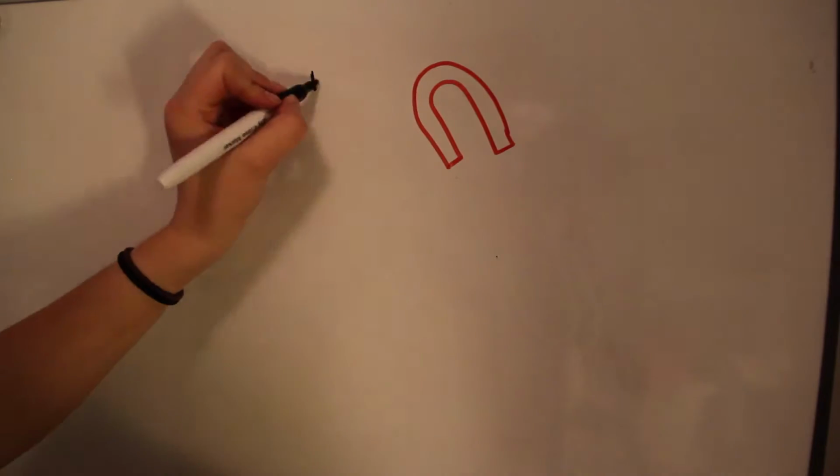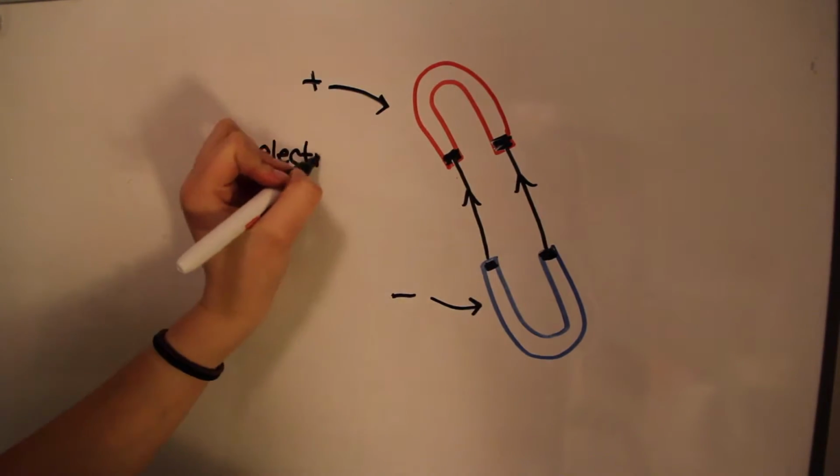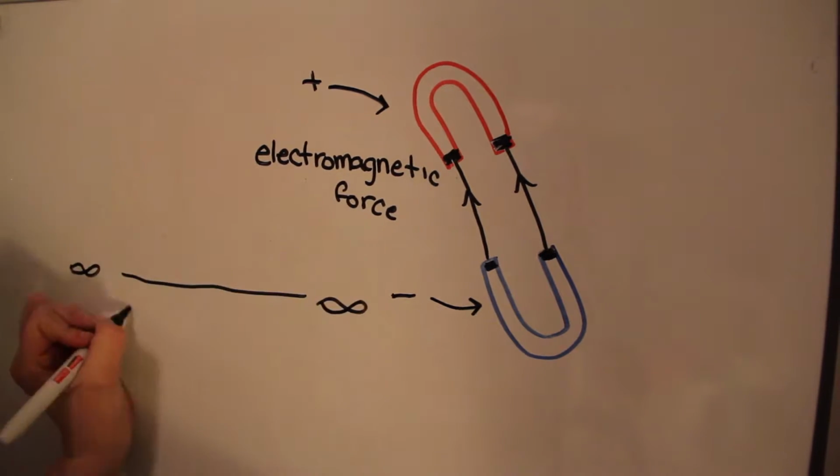The electromagnetic force presents itself through forces found between charges and the magnetic force. It has an infinite range and is in the same form as the force of gravity.